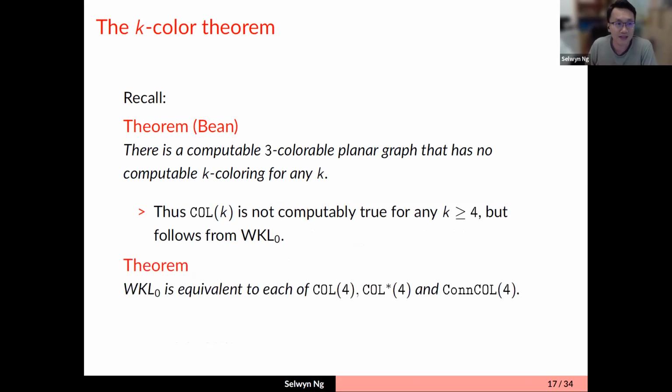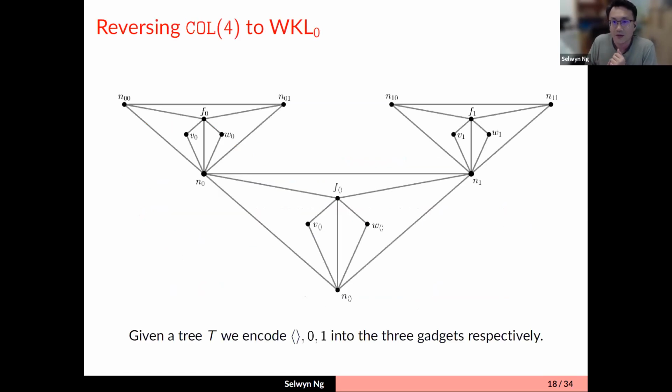And as a first exercise, let's just discuss this theorem quickly. It's not that difficult to show that the 4-color theorem, in fact, the other two variants as well, can be reversed to WKL. So how do we do this?